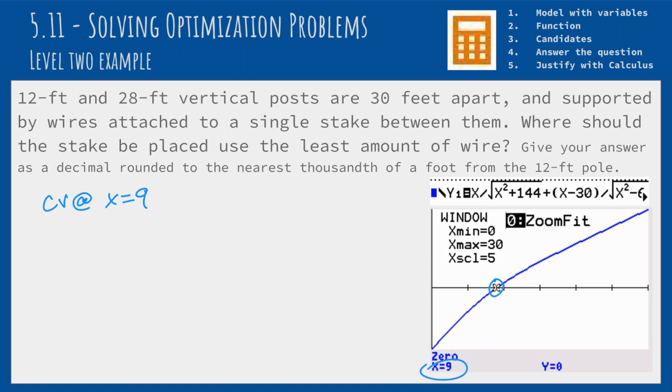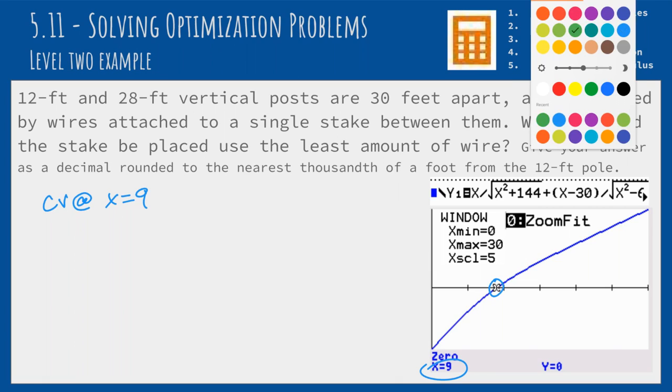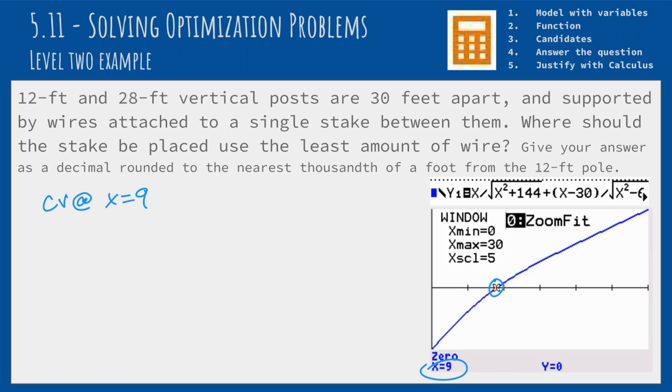Now it would be tempting at this point to just say, okay, well, that's our answer. Since x represented the distance from the 12-foot pole, that's going to be the minimum amount of wire. I need to justify, though, using calculus that that's going to give us a minimum. It is possible that at this critical value we also have a maximum, or it could be a relative minimum, or it could be neither. So I'm going to make a sign chart here. Making a sign chart for W prime, that's going to go from 0 to 30. And our critical value is at 9.